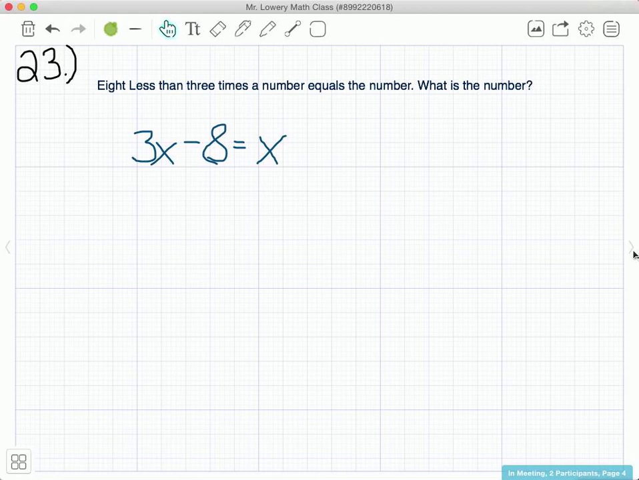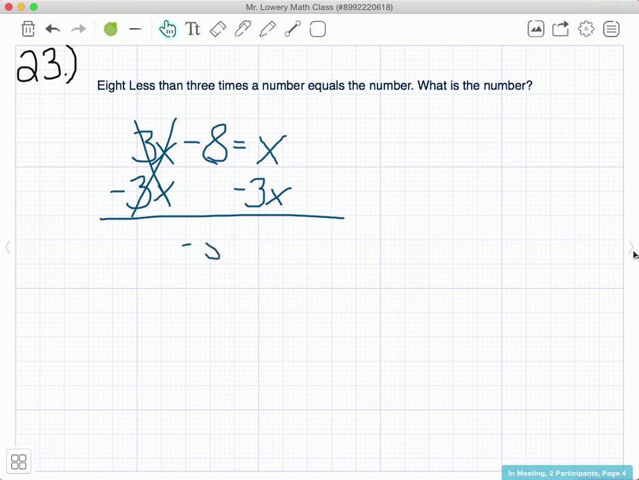All right, we're going to do the same thing as we did before. I'll get the variables on the right side this time. So minus 3x, and these cancel out, and I get negative 8 is equal to x minus 3x. So we have positive x, and we're combining positive x with negative 3x, and we get negative 2x. Right, negative 2x.